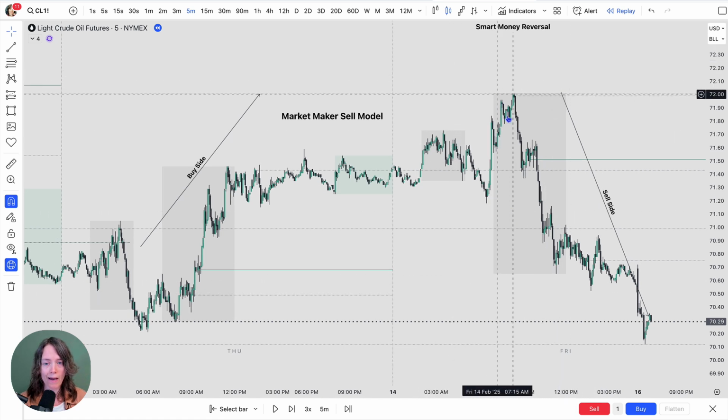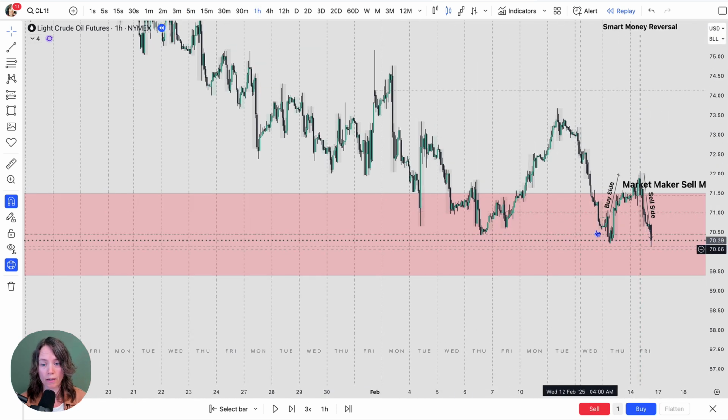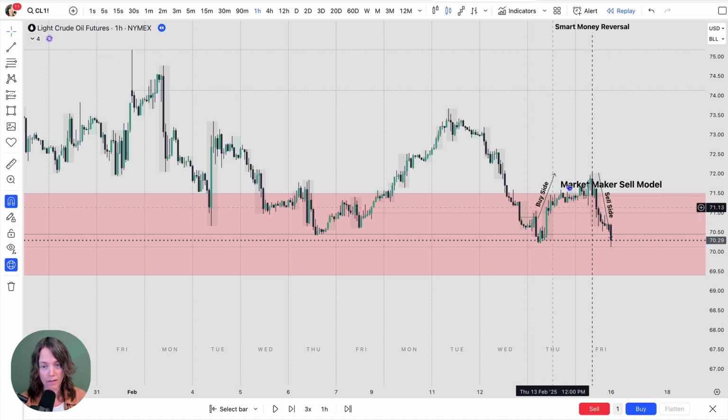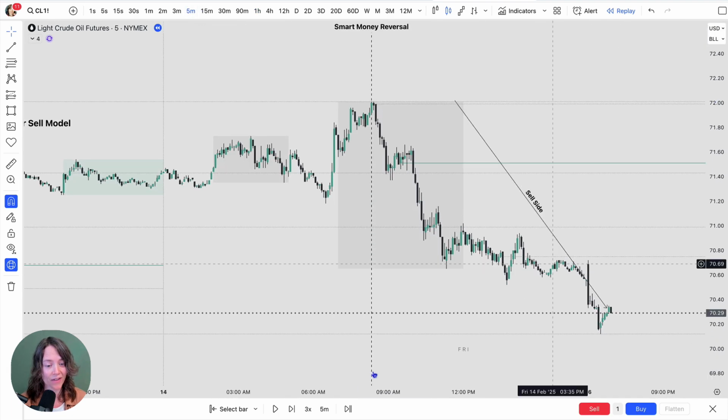So now you know we have a higher time frame level. Higher time frame order flow is also bearish. Whenever it's bearish, you want to look for a retracement leg to then trade lower. And every retracement is the buy side of a market maker sell model. So every retracement in a bearish market is the buy side of the curve of a market maker sell model. Please remind yourself of that.